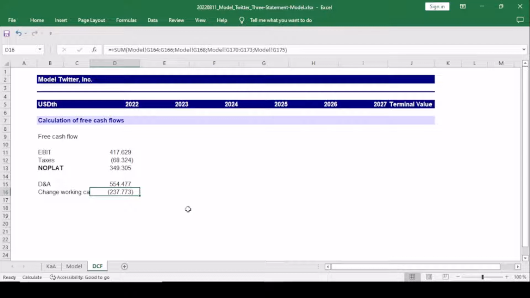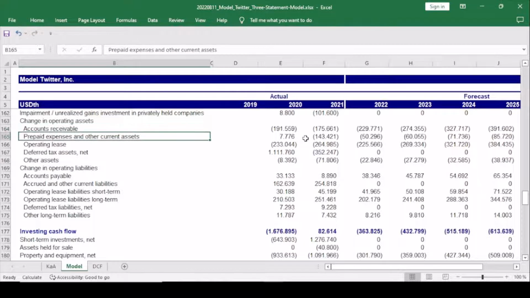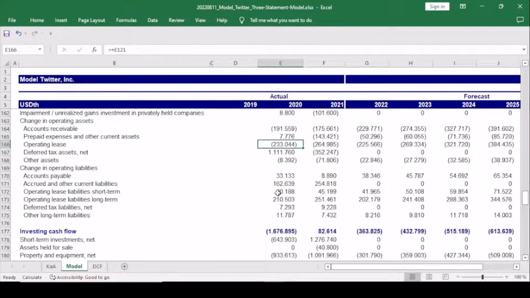The other items of changes in operating assets and liabilities or working capital are more or less straightforward. So we have accounts receivables and prepaid expenses, which grow along with increasing revenues. This represents the fact that our model is revenue driven. However, as you can see, operating lease assets and liabilities also have a net effect, although a minor effect, which is varying across the planning horizon.